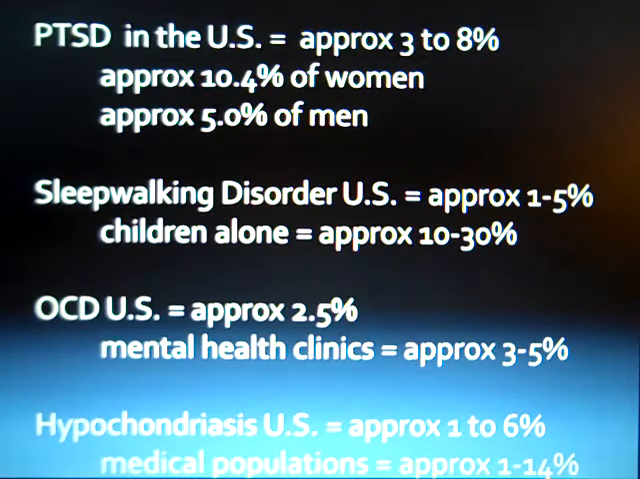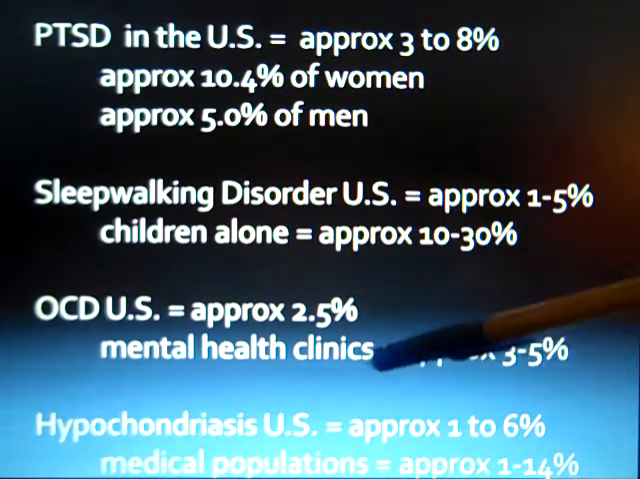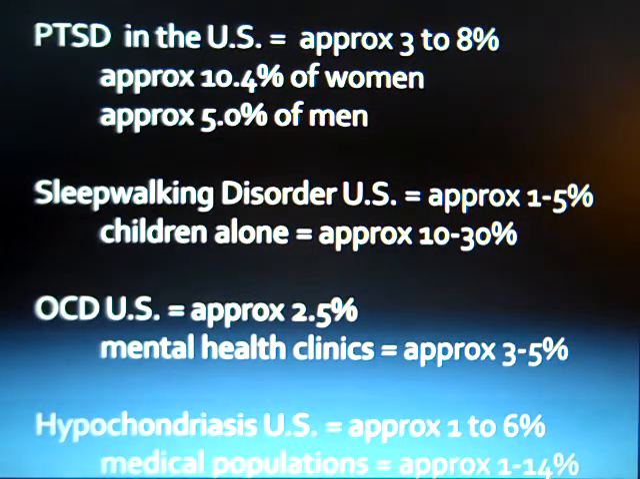Sleepwalking disorder. That is a disorder as well, approximately 1 to 5%. Now children will sleepwalk, maybe more than you would think. Approximately 10 to 30% of children suffer from a sleepwalking disorder. Obsessive compulsive disorder, approximately 2.5%. If we want to narrow our definition of population to just mental health clinics, you can see here that approximately 3 to 5% of mental health patients in clinics suffer from obsessive compulsive disorder.